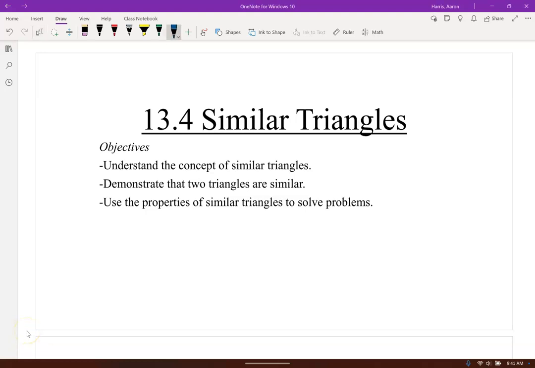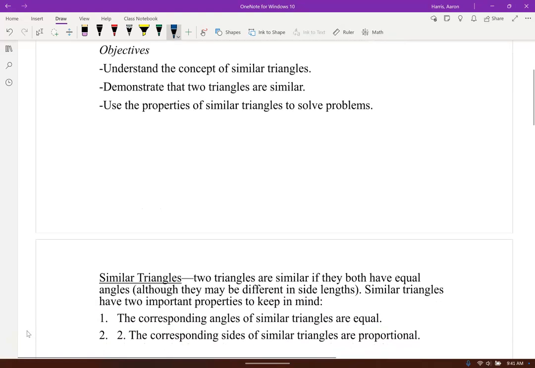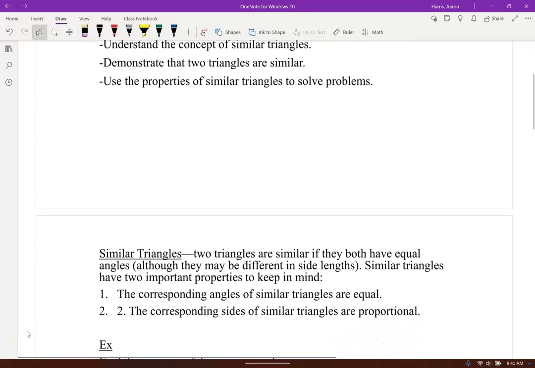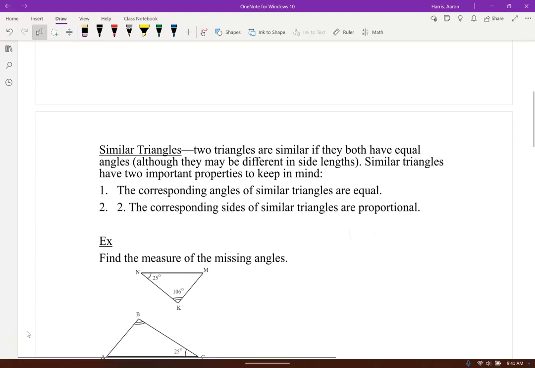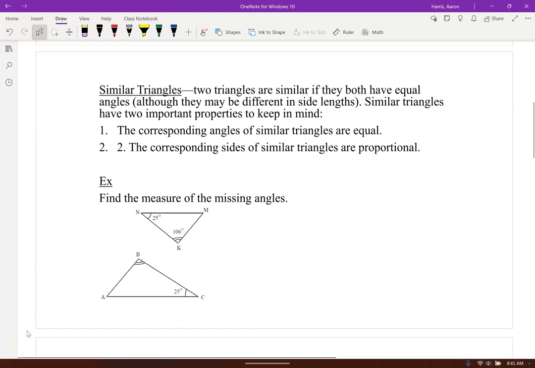We're going to talk about similar triangles and demonstrate what they are and use properties to solve problems. So two triangles are similar if they both have equal angles, although they may be different side lengths. So their corresponding angles are equal and the corresponding sides are proportional. If you look at these two, these are similar triangles.